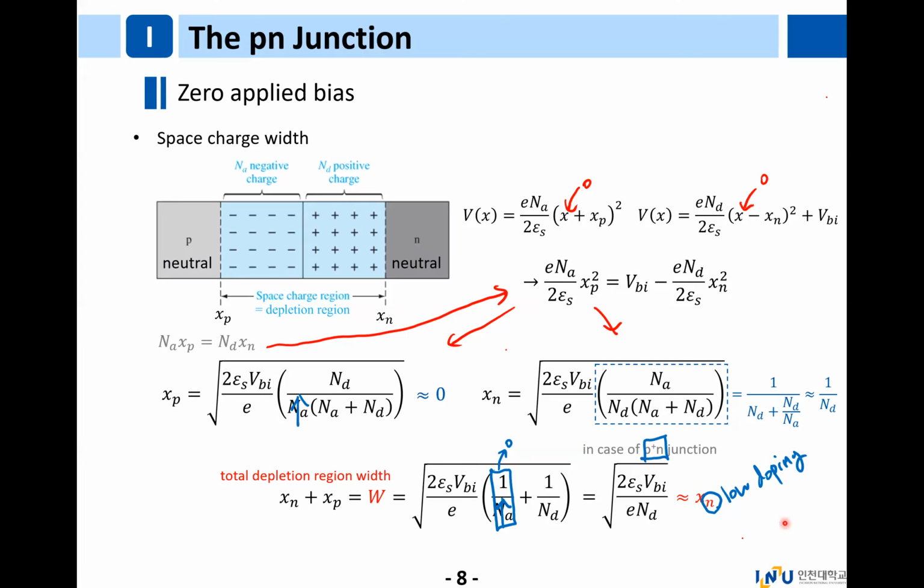So in the case of an N plus P junction, it would be opposite. So I encourage you to try deriving it by yourself.